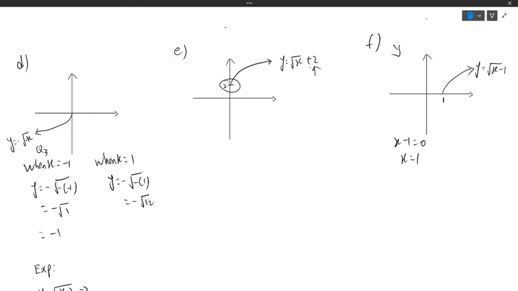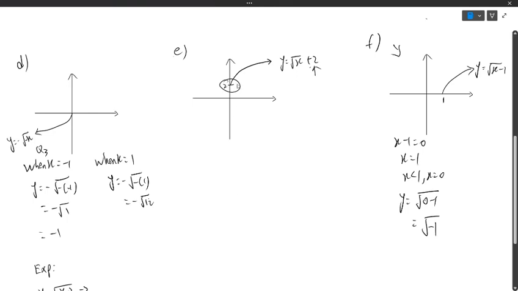Same as d, this is why we need x minus 1 to equal 0, because when x is less than 1, maybe we use x equals 0. So we will get y equals square root of 0 minus 1, and we will get square root of negative 1. It will become an imaginary number, so we cannot get this value. It's the same as d. So this is the theory.